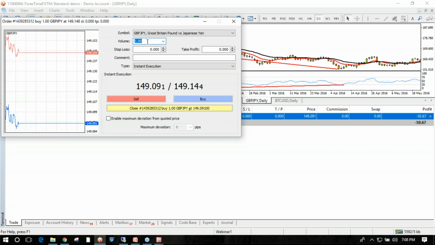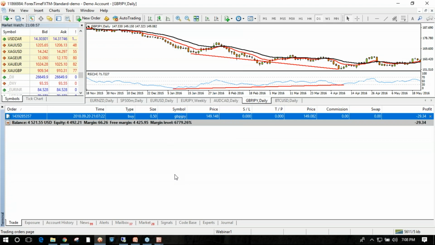So if I'm closing half of what I've made, I have to halve the lot size. So I can change my one lot to 0.5, which means I'm closing 0.5. When you type 0.5 here, it will close 0.5, and because 0.5 is half of 1, it will close half of your profit that is already running. That's how to partial close. Once you type 0.5, you click close, and that is the end.